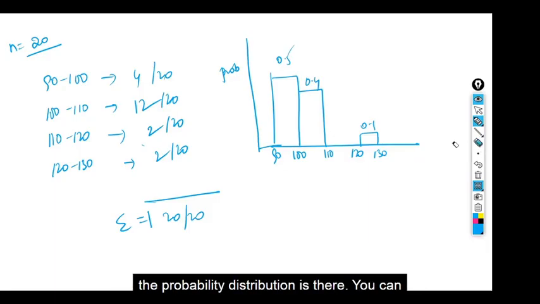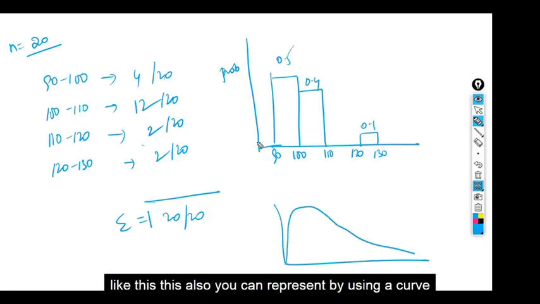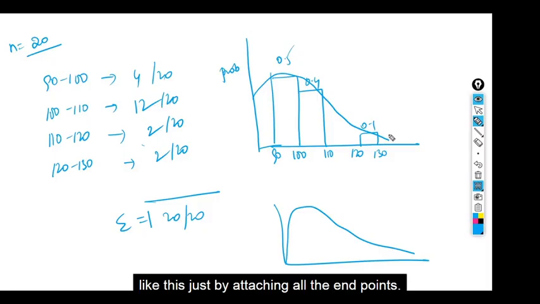Now, whatever the probability distribution is, you can represent it by using bars like this, or the same thing you can show with a curve like this. This also you can represent by using a curve like this, just by attaching all the endpoints. Okay, this is called a density curve.